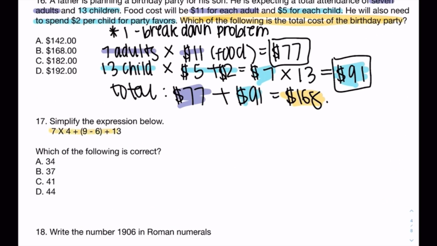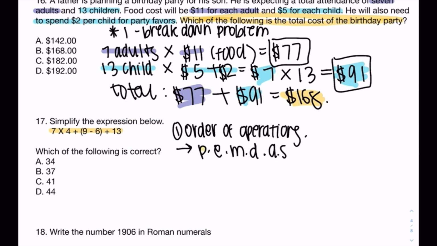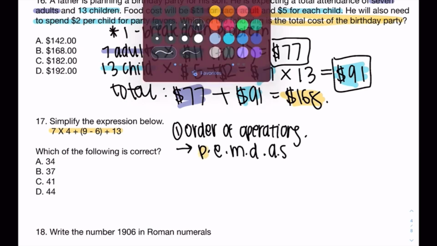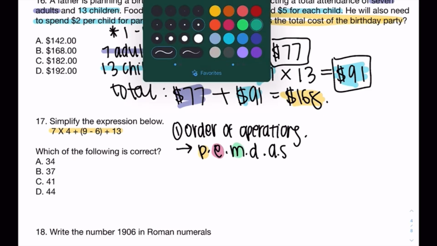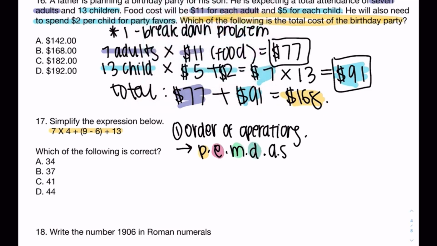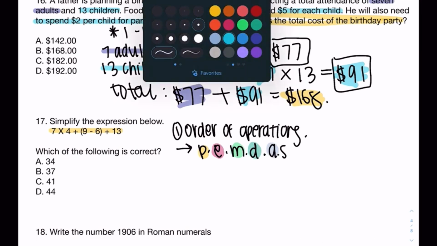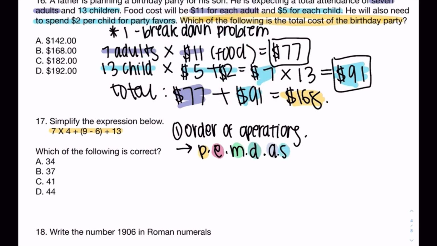Simplify the expression below. Okay, so anytime you see a question like this, you're going to want to use your order of operations. And if you don't know what that is, there's a little thing to remember it by, PEMDAS. Parentheses, exponents, which is the little number above the number, multiplication, division, addition, and last but not least, subtraction.